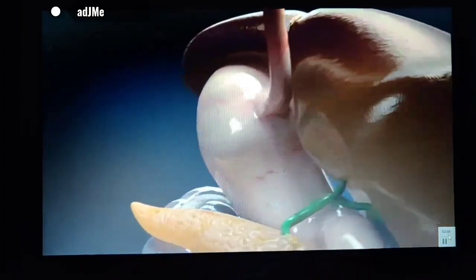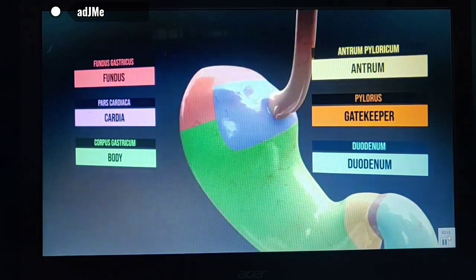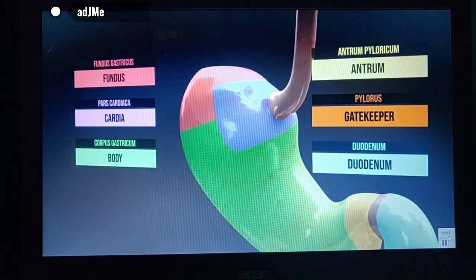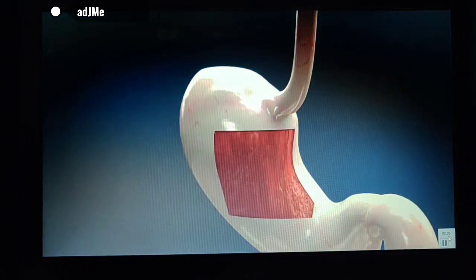And when we swallow food, it forms small ball-like structures, and that enters into the stomach in the form of small balls, and those are called bolus.